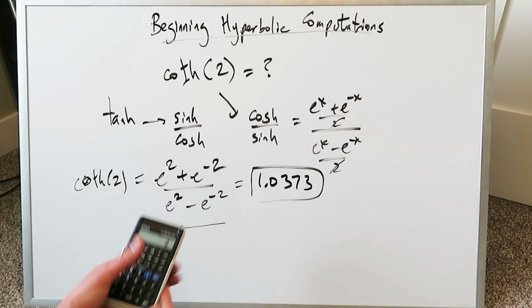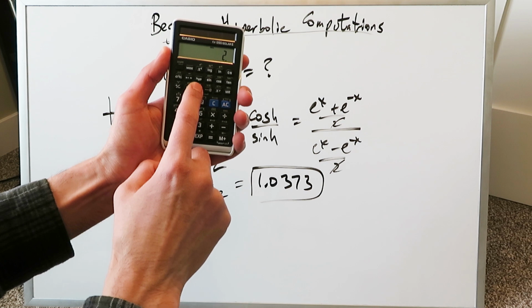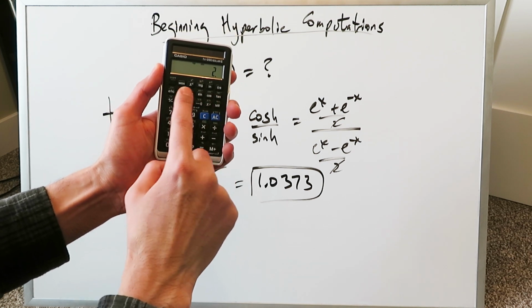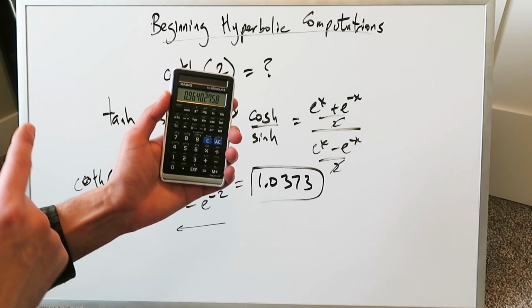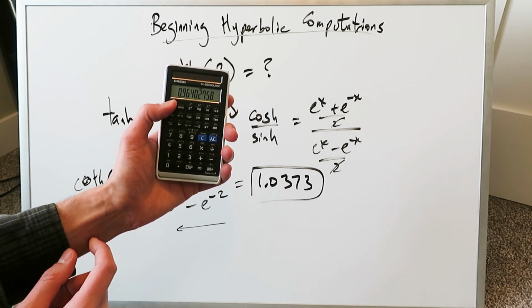How would you do it? Just do 2, hit hyperbolic and hit the tan. That way you're activating hyperbolic tan with regards to that 2. But we're looking at hyperbolic cotan, so you have to do the reciprocal of it.